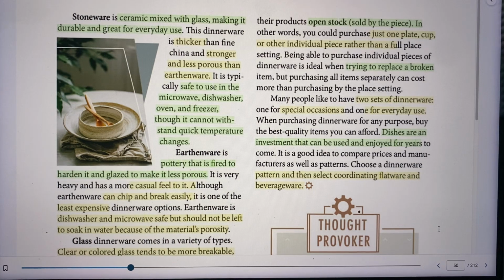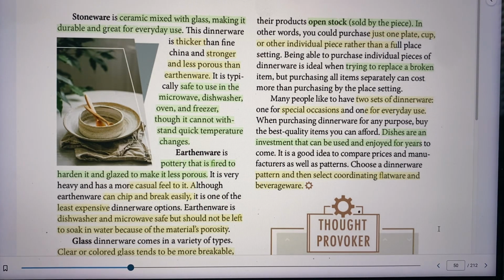So dishes are an investment that can be used and enjoyed for years. I have a set of dishes that I've had literally for 40 years. We've been married for 46 years, so I think it's about 40 years, and I still have it. I actually bought them at Home Depot, Corelle, and I have the whole set, and I love it. So when you're investing in your dishes, you're investing in them for a long time usually, unless you buy a really cheap set that chips and you want to get rid of it right away.